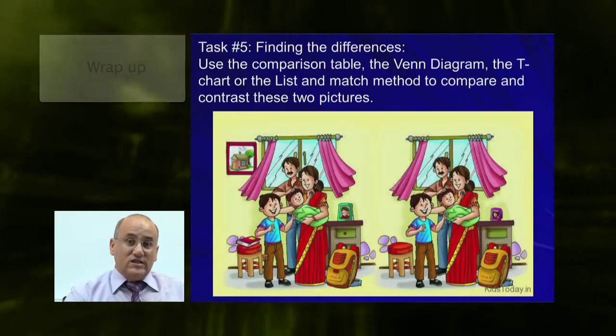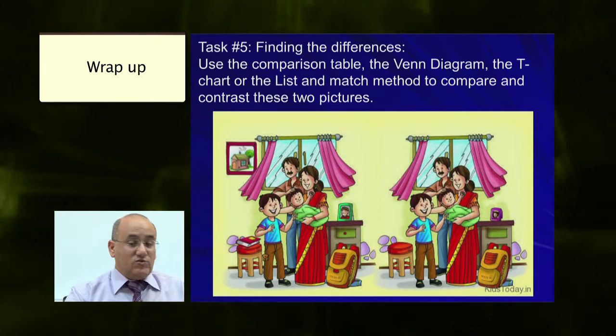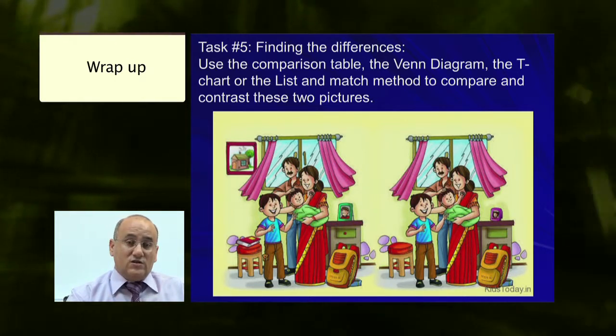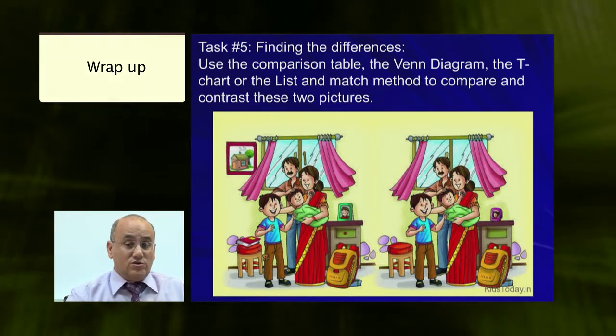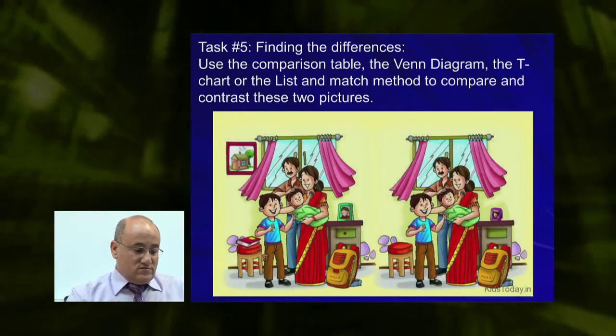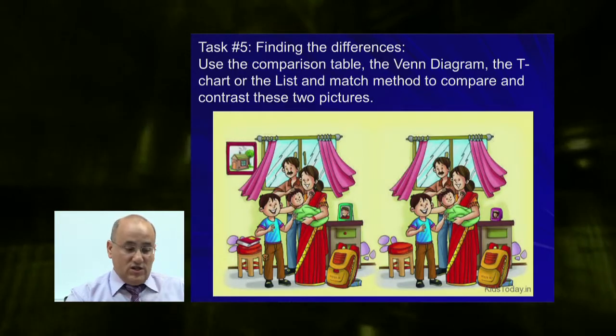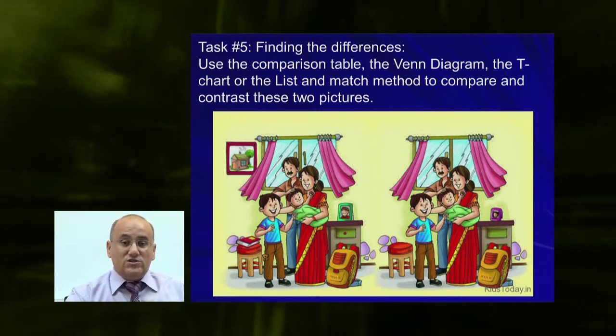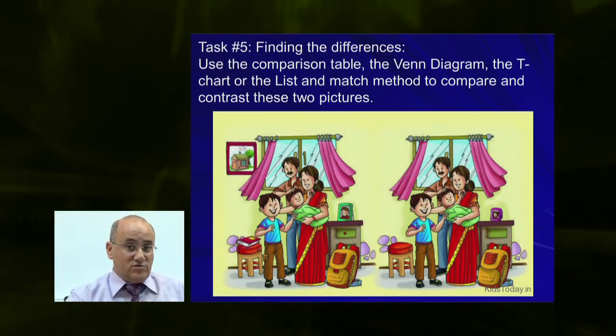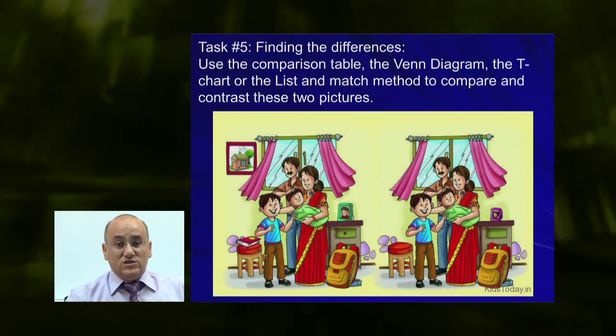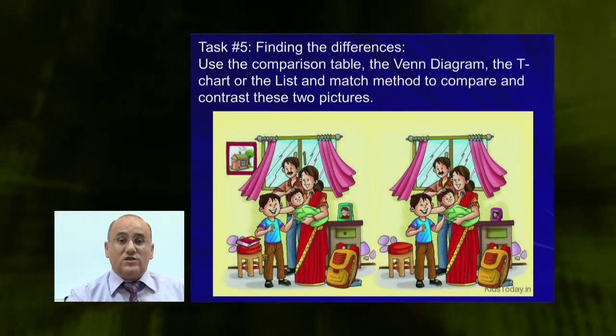Good. Let's wrap up now and say, as you could easily see from this lesson, that we have so many ways to express similarities or to show similarities between pictures and also to show differences. We can use all the strategies we learned today, and we can use all these techniques like the chart table, the Venn diagram, the T-chart, and listing and matching to find a lot of similarities and a lot of differences between them. If you use these so often, you will be accustomed to using them.